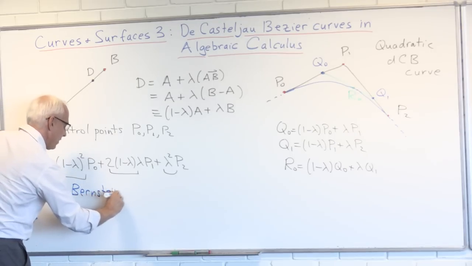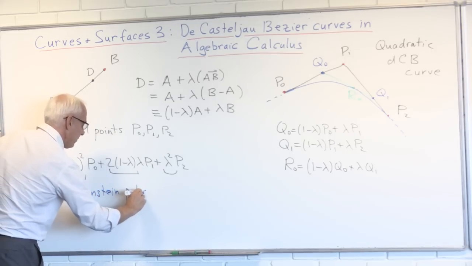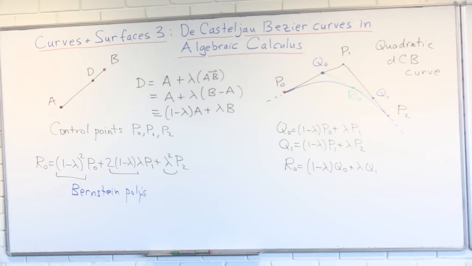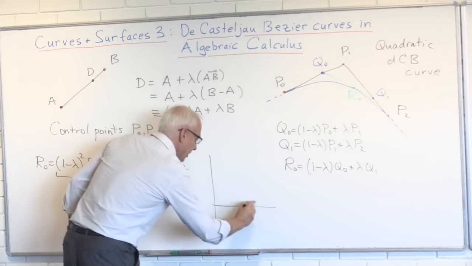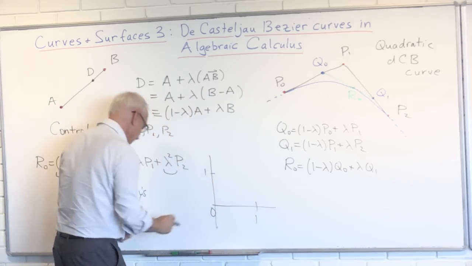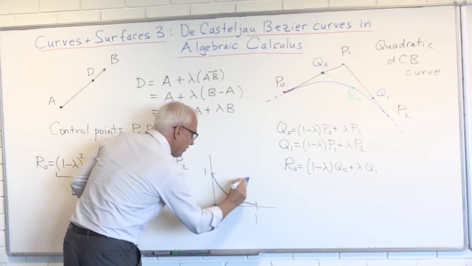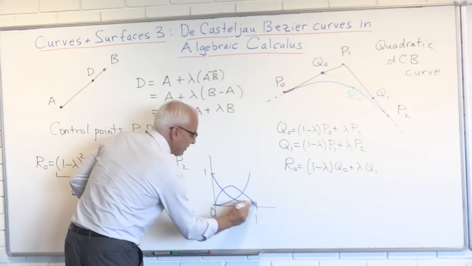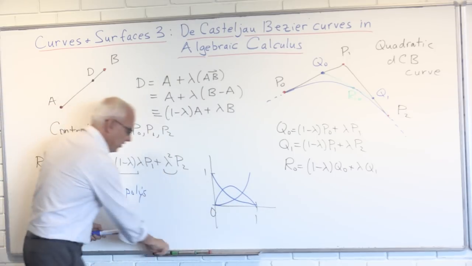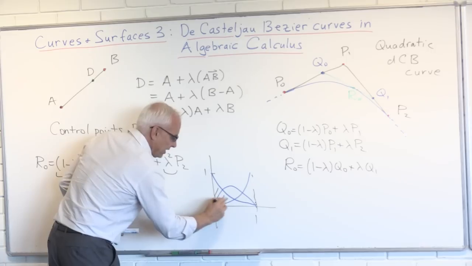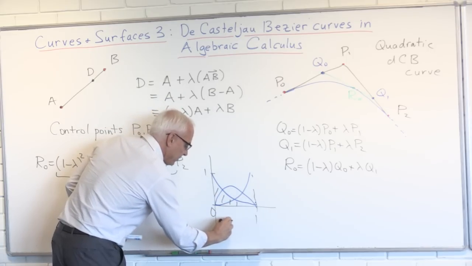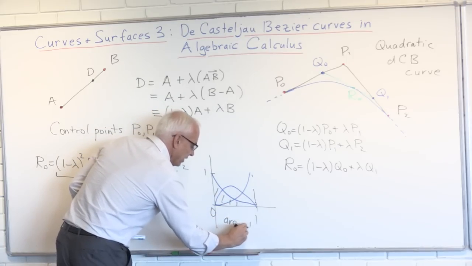named after Sergei Bernstein, who investigated them actually quite a long time before Bezier and Casteljau came along. They have actually quite pleasant properties. So if you graph them between 0 and 1, then you get these curves are nicely like this, another one like this, and then the other one is something like that. Pleasantly, in this interval, they all have area exactly equal. The area underneath each of them is constantly 1/3.